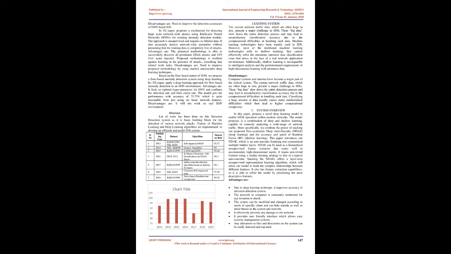Advantages are, it finds an optimal hyperparameter for DNN and confirms the detection rate and false alarm rate. The model gets the performance with accuracy of 75.75%, which is quite reasonable from just using 6 basic network features. Disadvantages are, it will not work on real SDN environment.